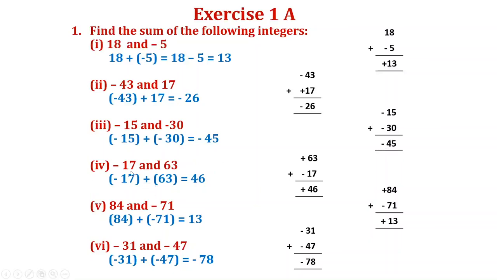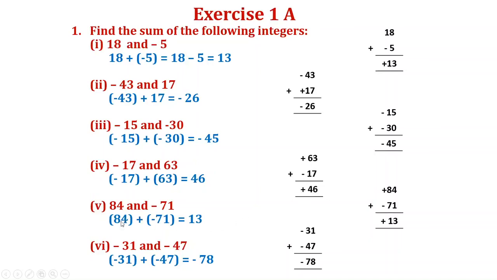Next, minus 17 and 63. To add minus 17 to 63, again you have to use rule 2 because the two numbers have different signs. Now we have to subtract the smaller number from the bigger number, which is 63 minus 17 is 46, and put the sign which is in front of the bigger number. So plus 46.